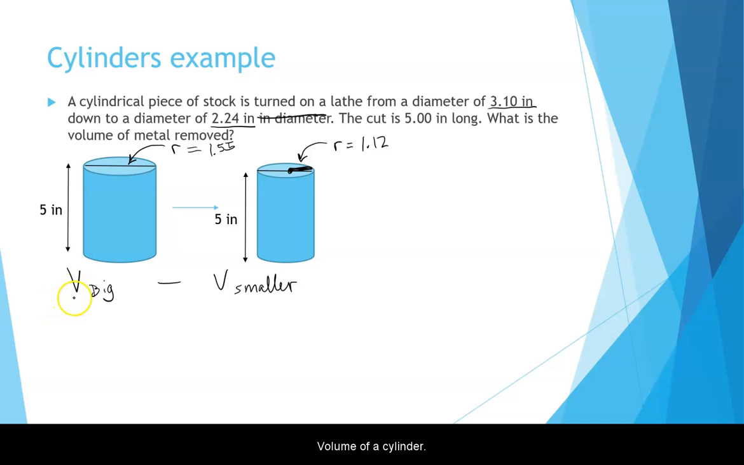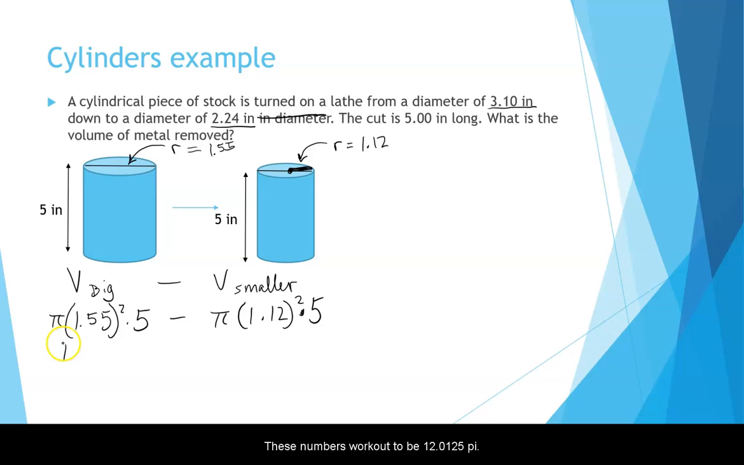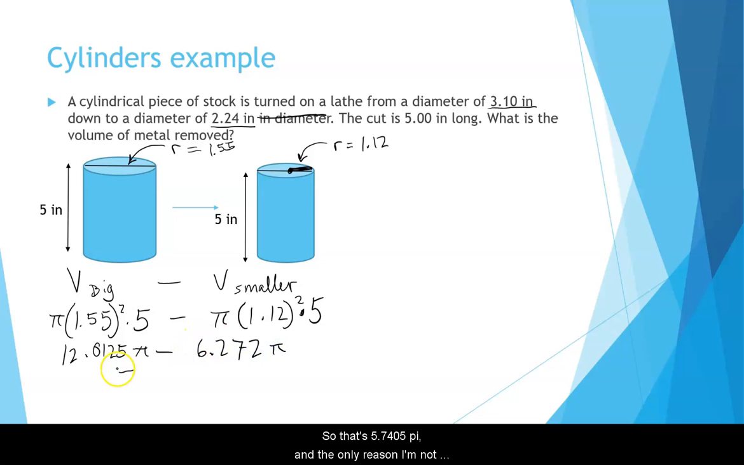The volume of a cylinder is the area of that circular base times the height. Pi times the radius squared times the height. Same with the smaller: pi times 1.12 squared times 5. These numbers work out to be 12.0125 pi minus 6.272 pi.